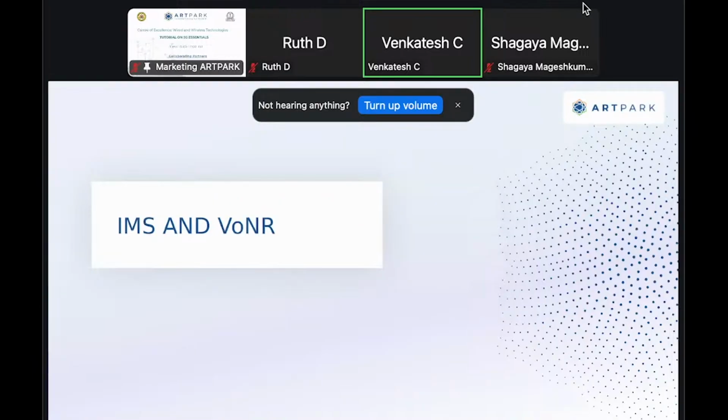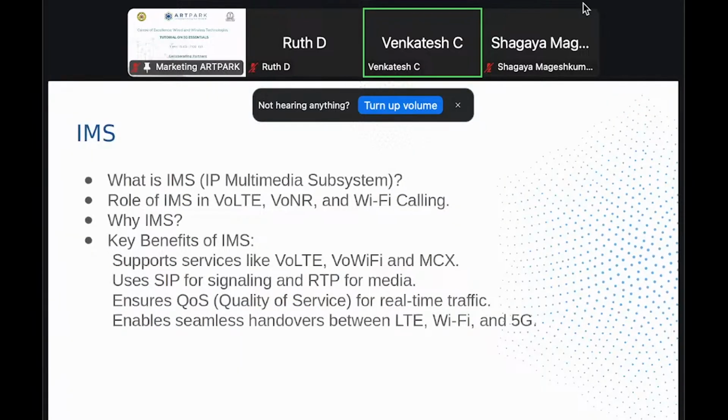Now we will start with IMS and VoNR. Let's start by understanding IMS and its role in modern telecom networks. First, what is IMS? IMS stands for IP Multimedia Subsystem. It is an architecture that enables multimedia services such as voice, video, messaging, and conferencing over IP-based networks. Unlike traditional circuit switched voice calling in 2G and 3G, IMS allows voice calls to be carried over packet switched networks like 4G LTE and 5G as well.